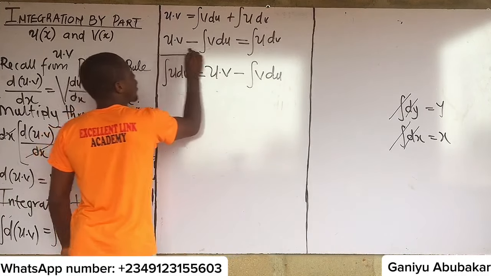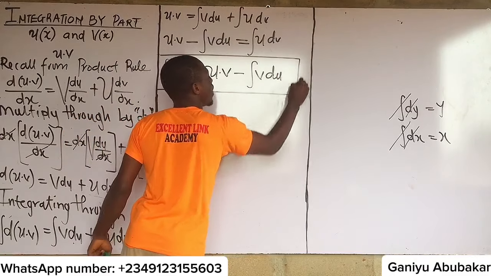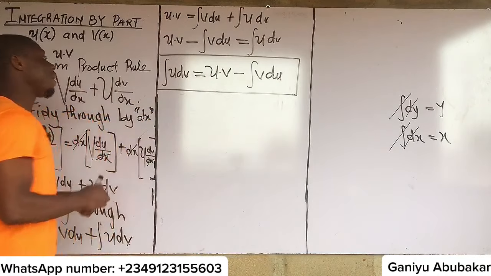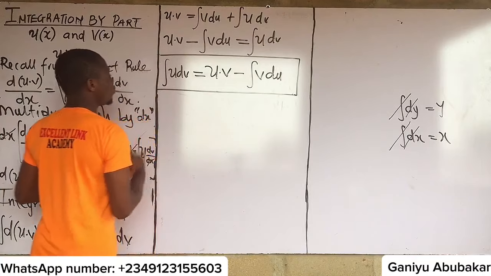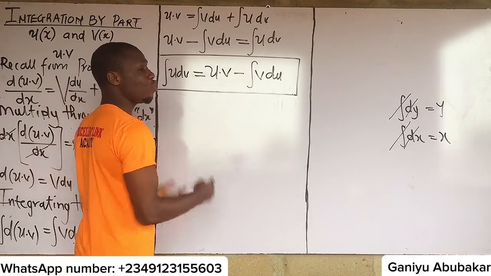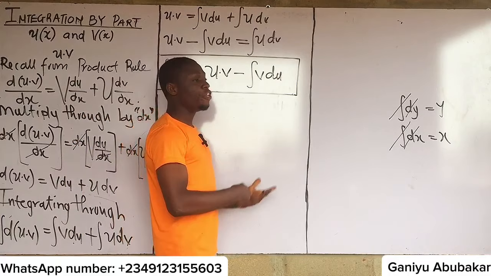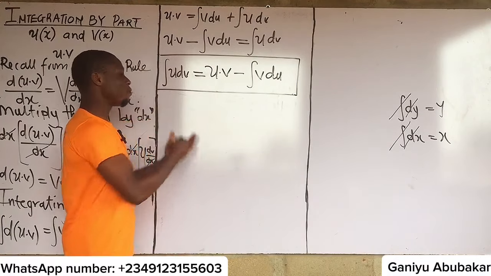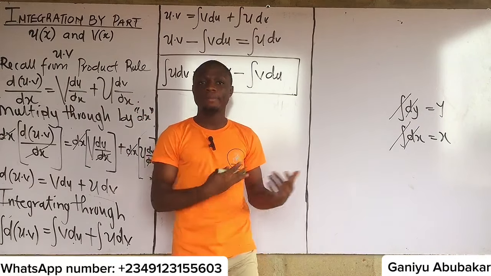This is the formula for calculating problems under integration by parts: the integral of u dv is equal to uv minus the integral of v du. This is how to derive the formula for calculating integration by parts.